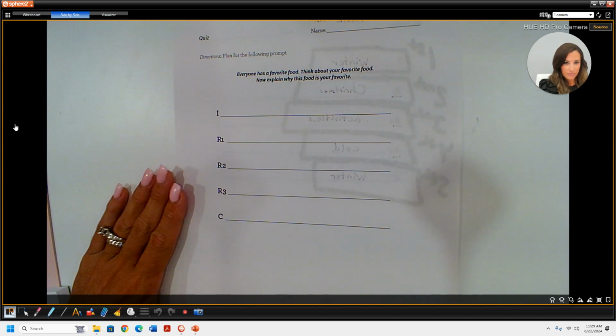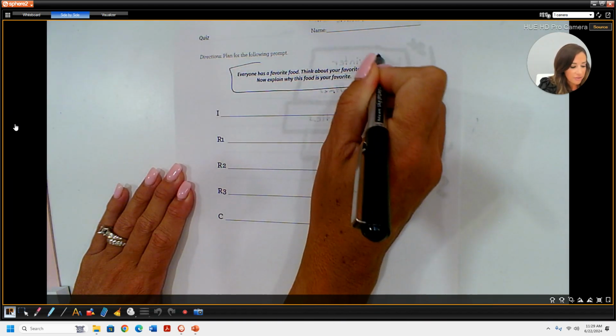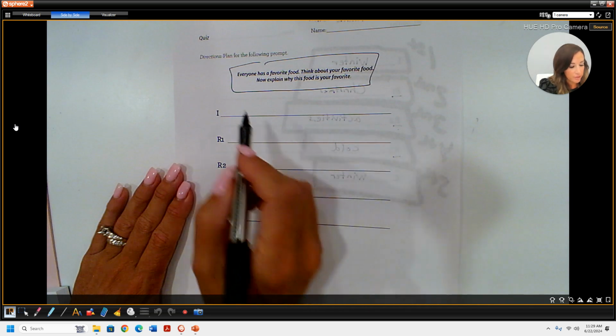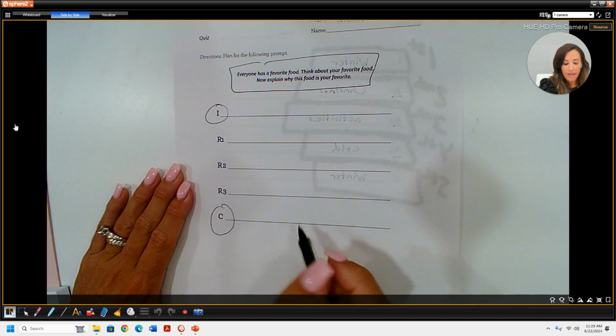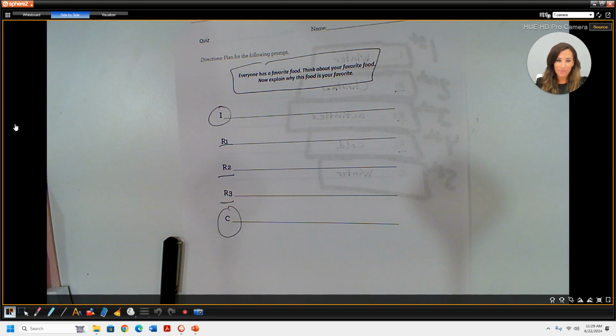Here's the sheet. Sorry, my marker went through over there. Just kind of ignore that. You're writing about favorite food. Whatever food you pick, you're going to write on the I line, the C line. And then you're going to give me 3 reasons why that is your favorite food.